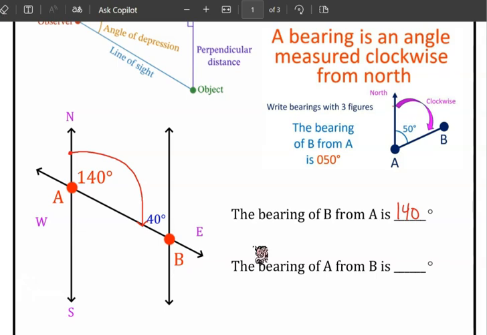And then the bearing of A from B is, find the point B, go up north, go clockwise until you get to A, and that will be almost a full circle, except for 40 degrees less than that. That would be 320 degrees.